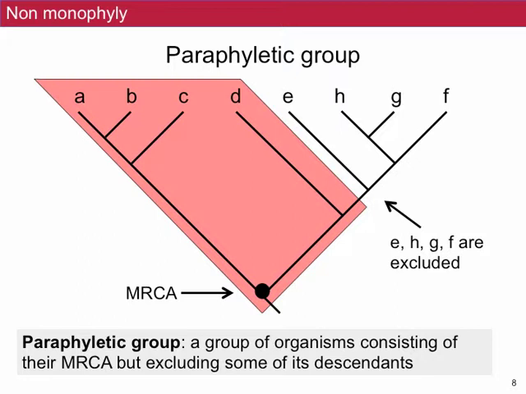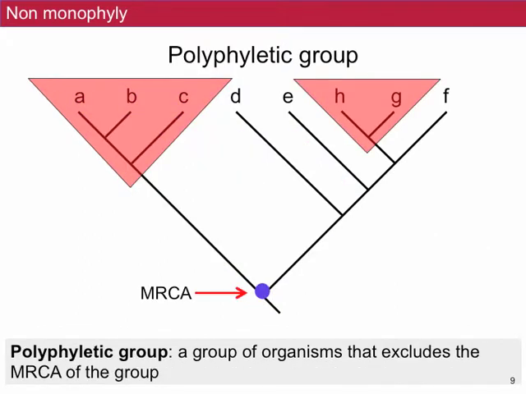And this is a group of organisms consisting of the common ancestor and some, maybe even most of the descendants of that common ancestor, but not all of them. So I've left out this grouping of E, F, G, and H over here from this group. So this group over here is a paraphyletic group. And then a polyphyletic group is when you have a grouping of organisms that doesn't even include their common ancestor.